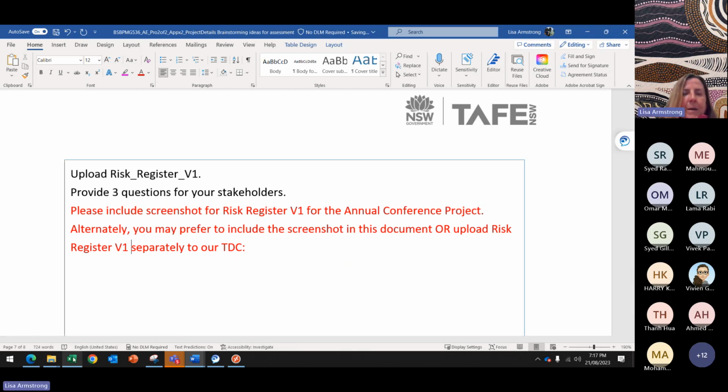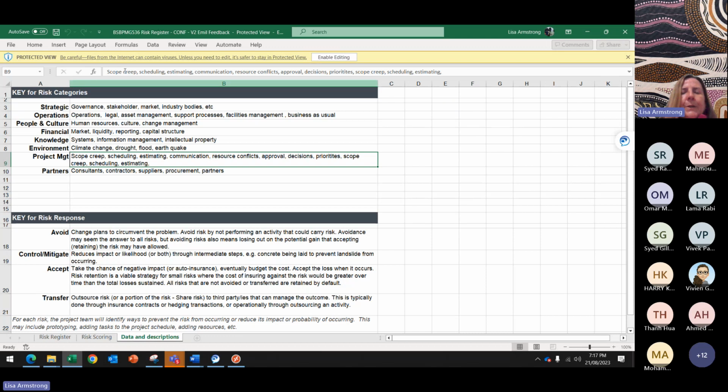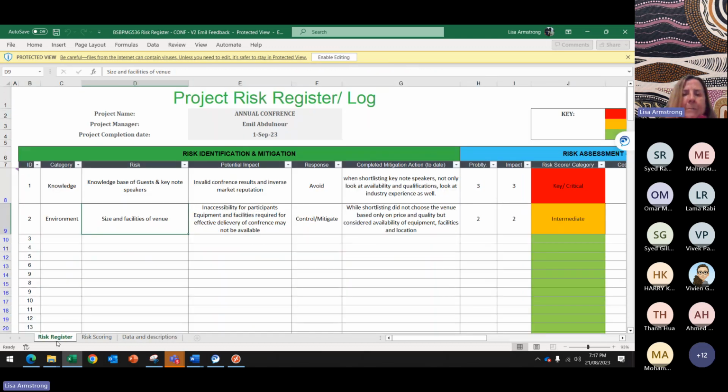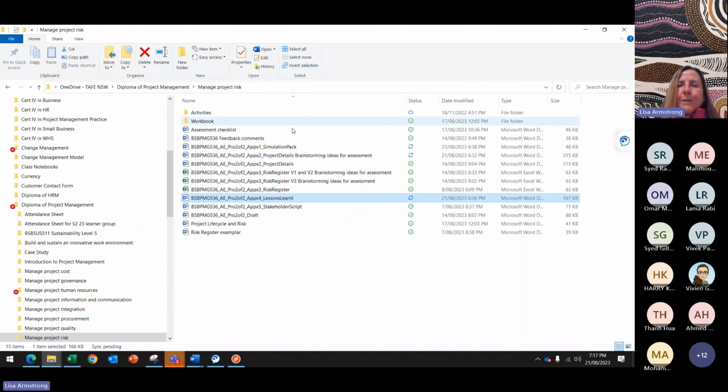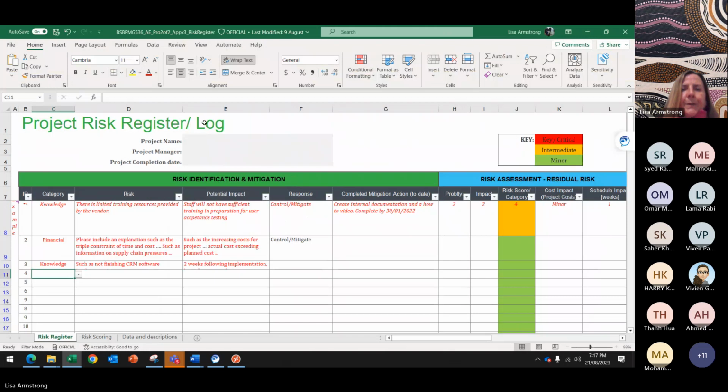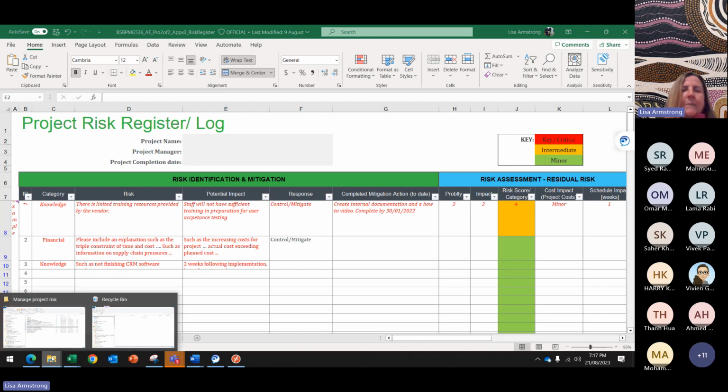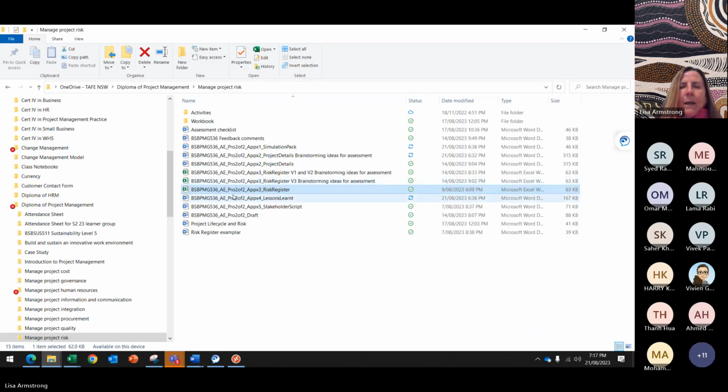So we grab our little risk register document for our annual conference. I need a risk register. Yes, that's the one. So hopefully you have that. That's appendix, sorry, I should give you appendix 3. Appendix 3.